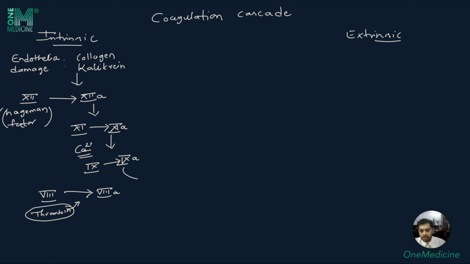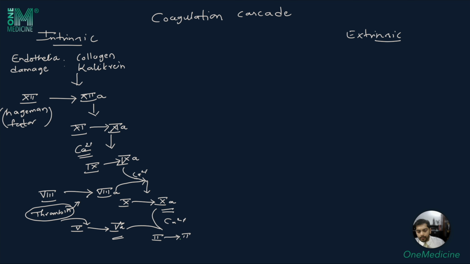Factor 9A, factor 8A as well as calcium together activate factor 10A, that is, convert factor 10 into factor 10A, and here factor 5 is converted to factor 5A, again by the action of thrombin. This activated factor 5A and activated factor 10A, along with calcium, activate factor 2 into factor 2A. Factor 2A is thrombin. This activated factor 2A activates factor 1 into factor 1A, which is fibrin.